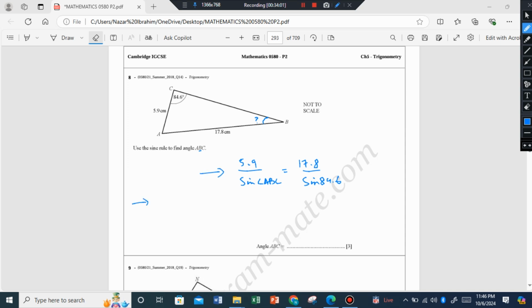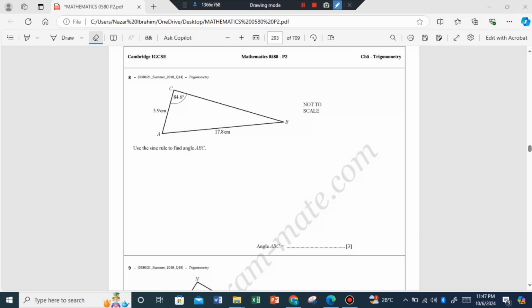The second step, just cross multiply. Sine angle ABC will go over there, 17.8 will come over here, and sine 84.6 will go over there. Means that sine 84.6 multiplied by 5.9 upon 17.8. This is question number 8, right? And when we solve, we will get the answer 19.268. The answer to this is 19.268. Clear? Okay, let's move further.